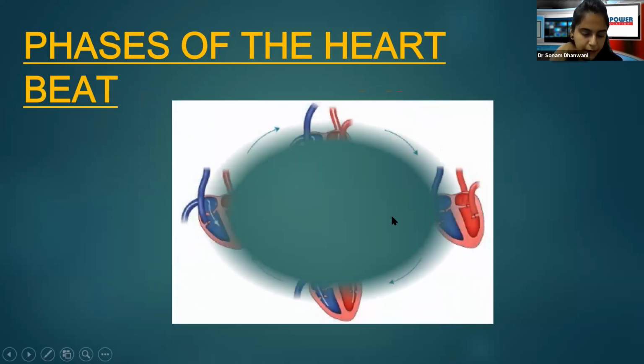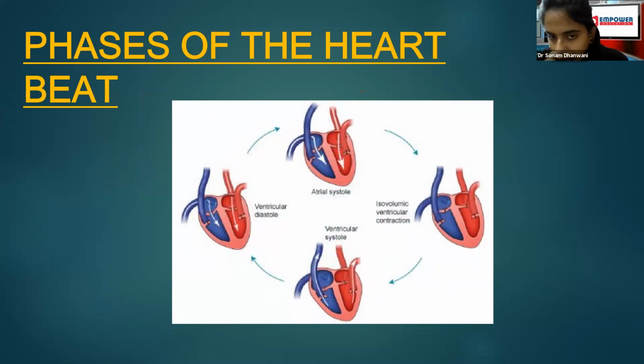Phases of the heartbeat. Now, we talk about heartbeat, right? Heartbeat is fast, heartbeat is slow. We talk about these things, right? Now, what exactly is a heartbeat? What exactly happens in a heartbeat? How is the heart pumping blood? What is the function of it? What are the processes involved? For how long does it go on? How many heartbeats are there in 1 minute? All that we will be studying now.